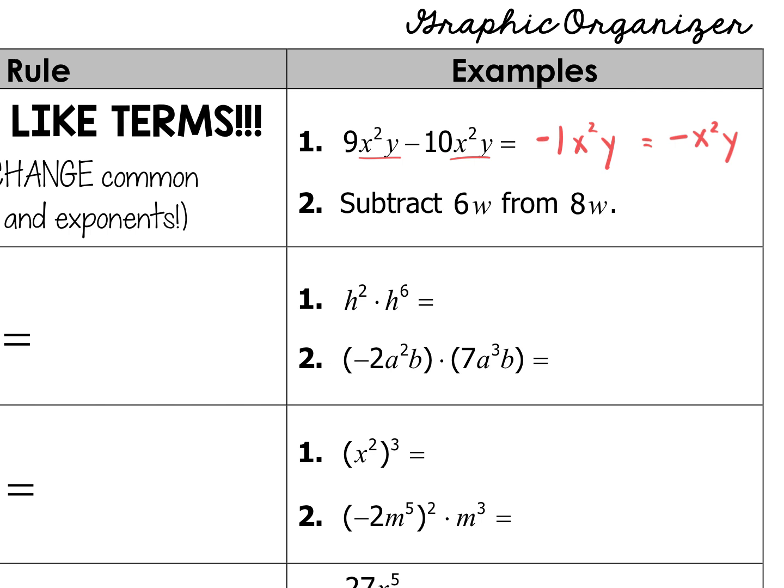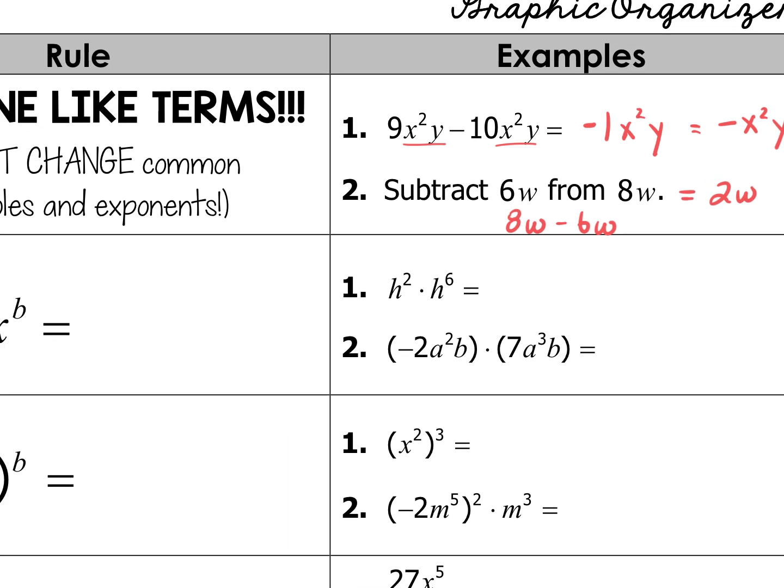All right, and then when you're looking at number 2, it says subtract 6w from 8w. So we're not subtracting 8w from 6w, even though your 6w comes first in the sentence. We have to think about the semantics and the meaning of this. And so we're taking away, which is what subtract means, taking away 6w from 8w. So really what we're doing is 8w minus 6w, which is equal to 2w.